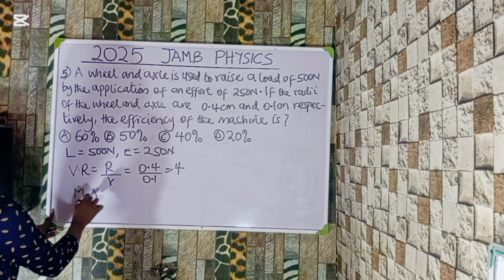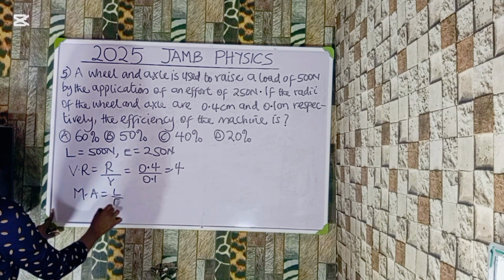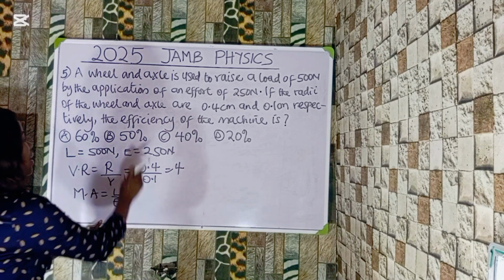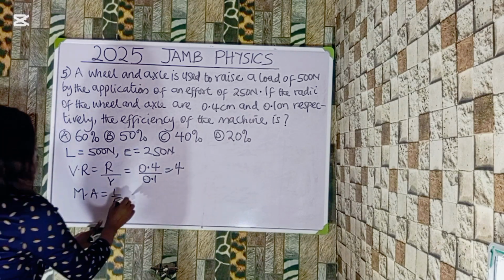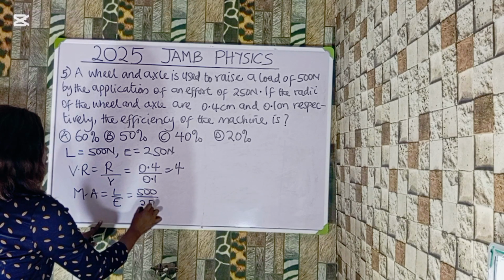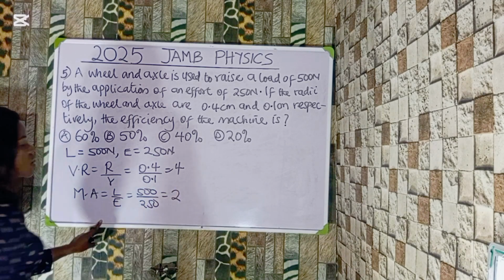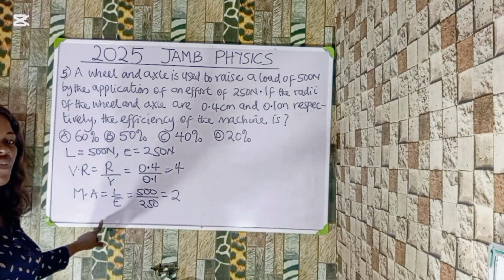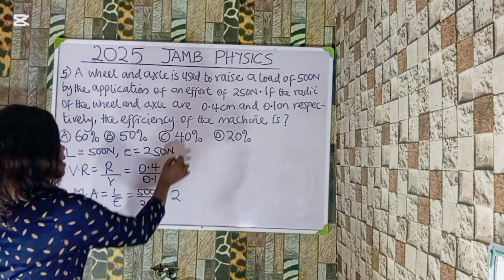Now let's solve for the mechanical advantage. MA is equal to load over effort. So what's my load? My load is given as 500 and my effort is given as 250. So we're going to say 500 divided by 250. So what do we have? We're going to have 2.